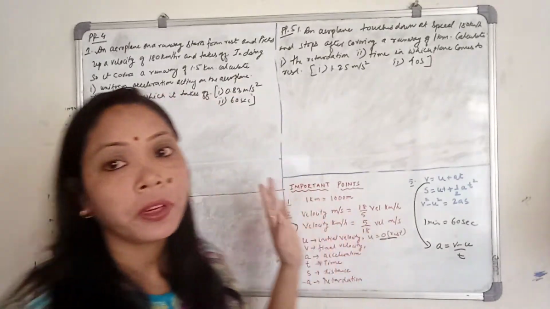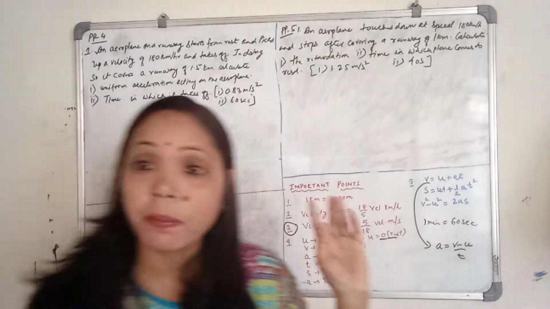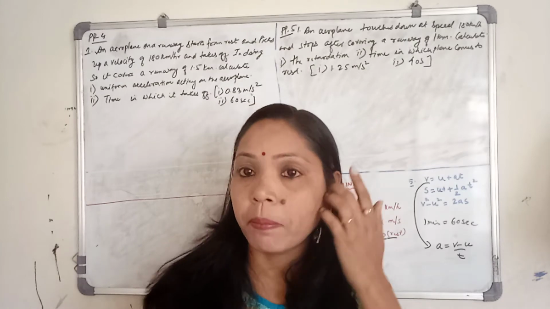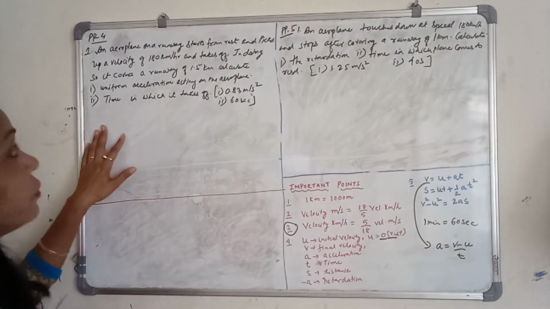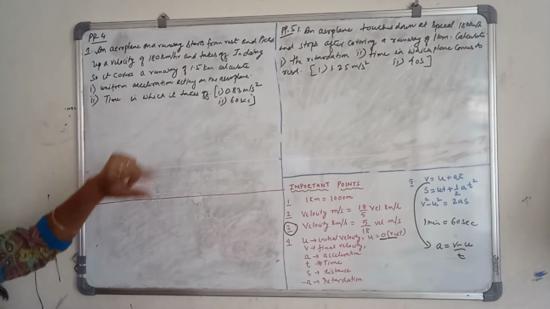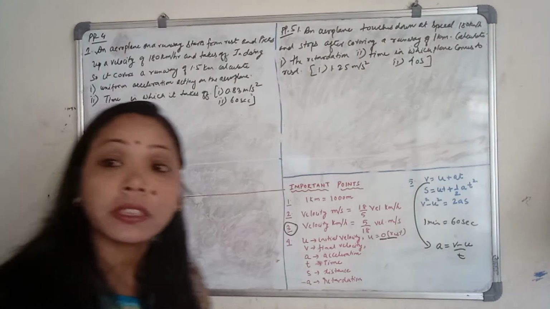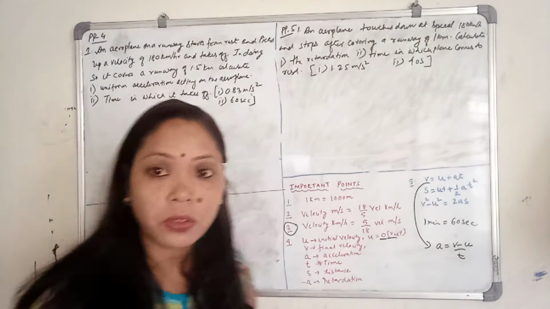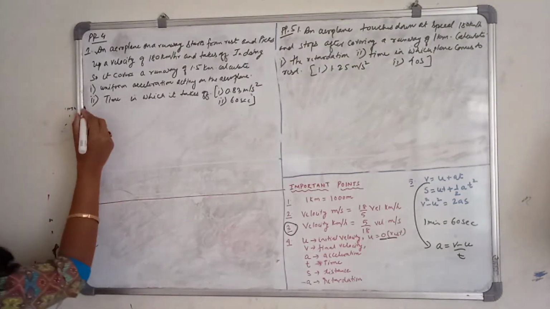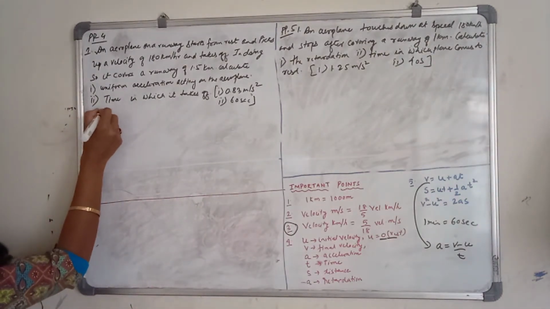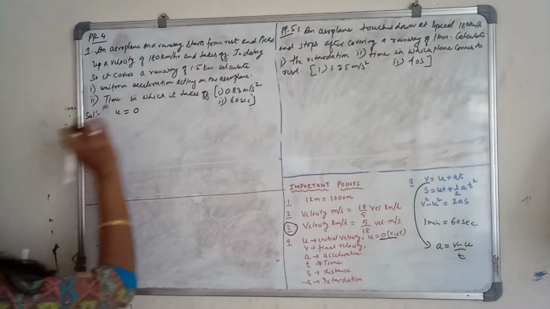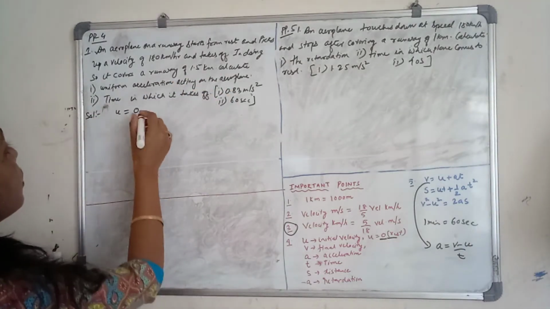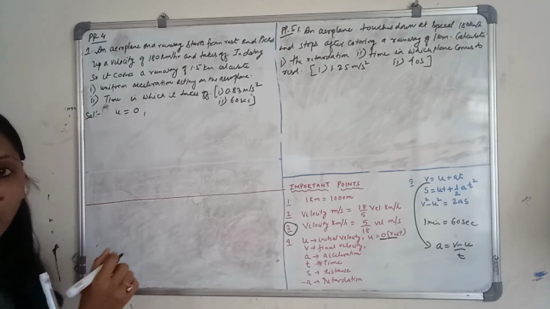Now in this video I am going to explain practice problem number 4 and practice problem number 5. So practice problem number 4. An aeroplane on a runway starts from rest. So initial velocity u is equal to 0, and it picks up a velocity of 180 km per hour.